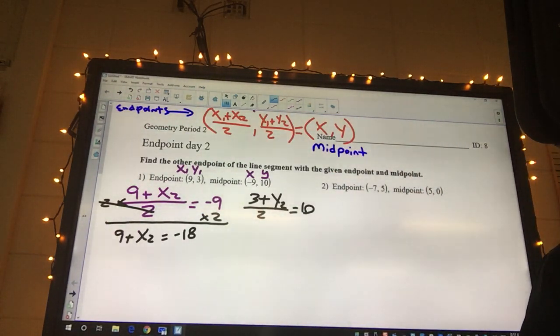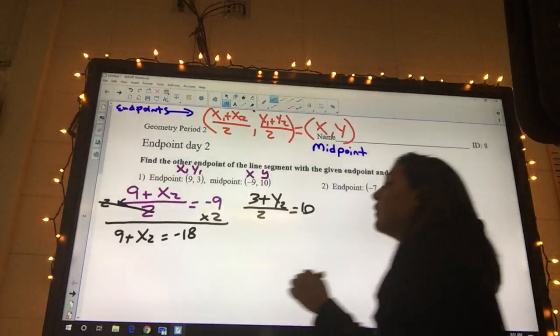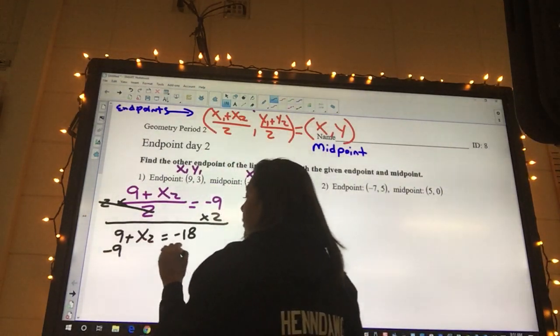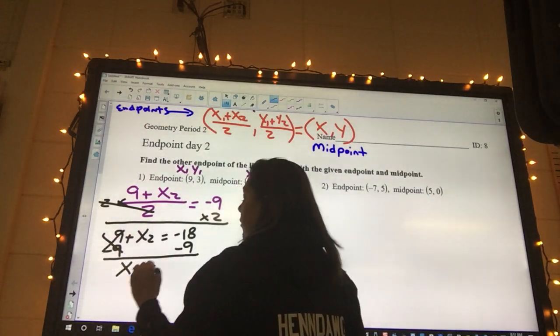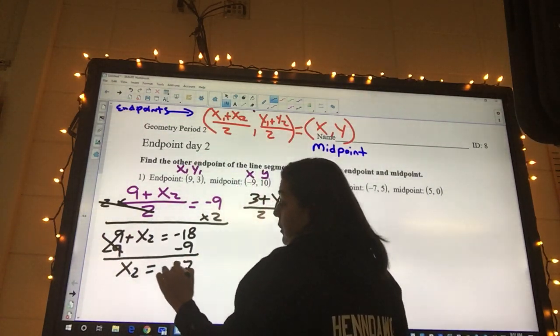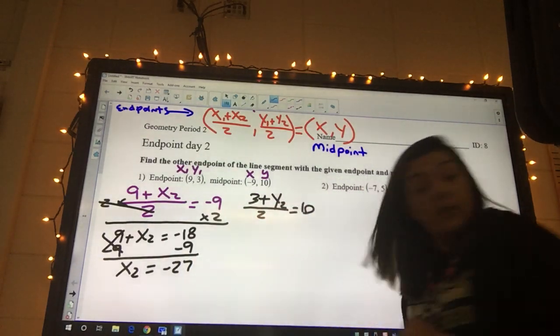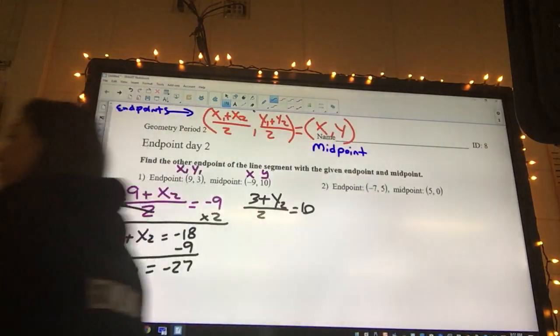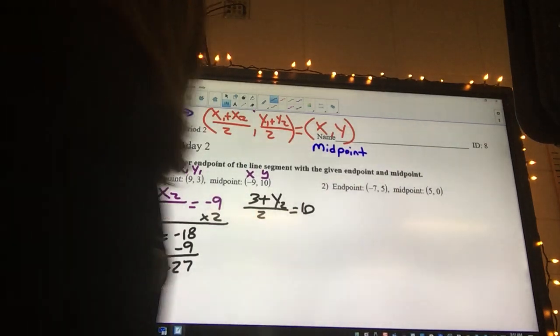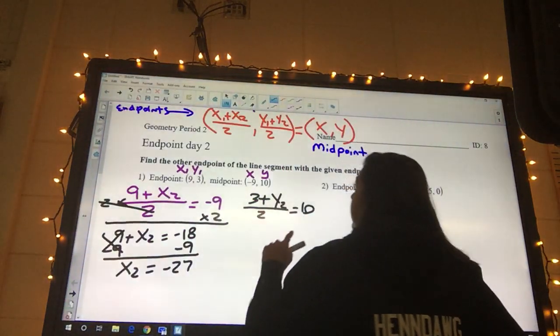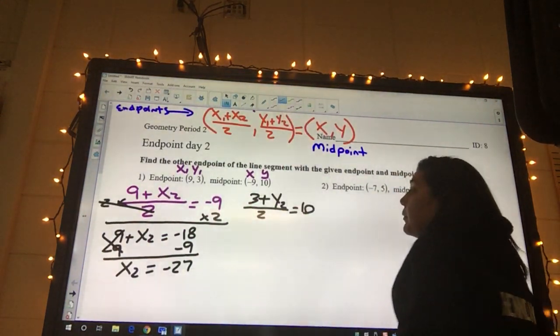Okay, and I need to get x sub 2 all by itself. So subtract that 9 from both sides. So I'm left with x sub 2 equals negative 27, since 18 plus 9 is 27.